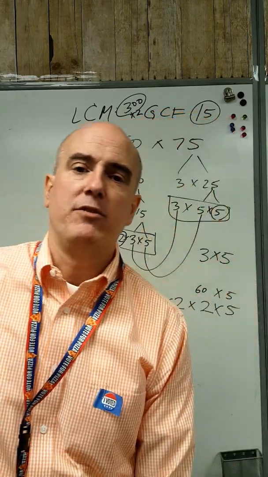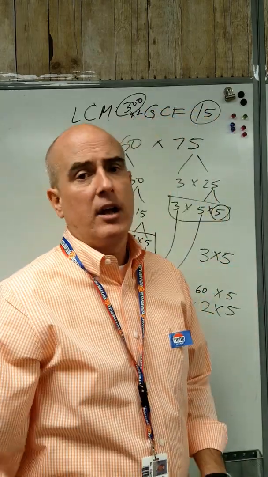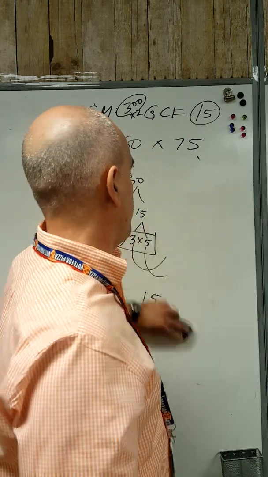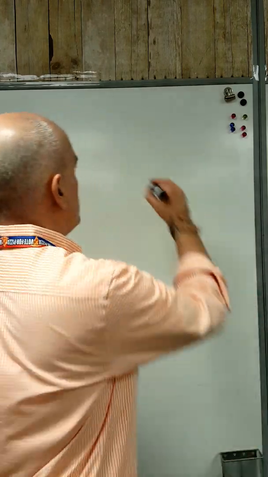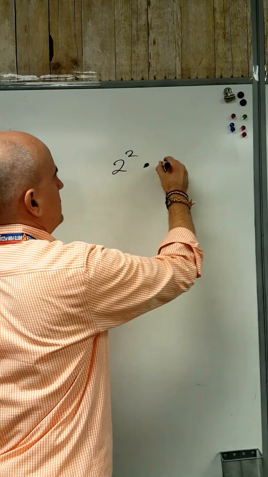All right, the last page, and this page is the one that students probably might have the hardest time with, or at least have the least amount of practice with. Problem number 8 says, Dawson wrote the factorization 2 squared times 3 squared. And without finding the actual number, how can Dawson tell if the number is even or odd?